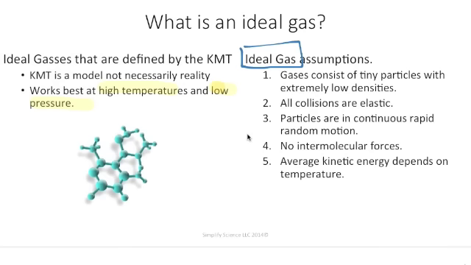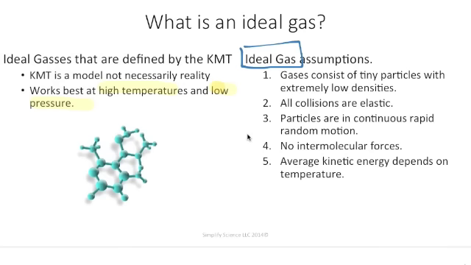Number 3 is that particles are in continuous rapid random motion. And so they really don't have a direction that they're following. They're just kind of bouncing all over the place and they're going really fast. Going back to that kinetic molecular theory that everything's moving. So not only are they moving, but they're moving randomly and they're moving really quickly.